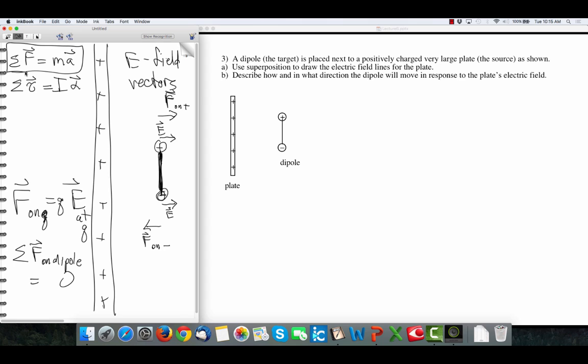Strictly speaking, it tells you about the translational motion of the center of mass, some point about halfway in between those two charges. That point halfway in between doesn't go anywhere. The whole dipole doesn't go anywhere. It doesn't move up, doesn't move down, or left, or right. On the other hand, you pull to the right on the top, and you pull to the left on the bottom, and that's going to cause that dipole to rotate clockwise.